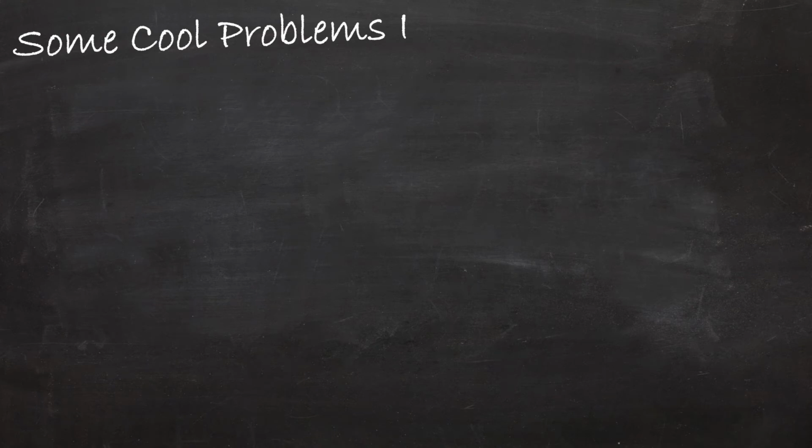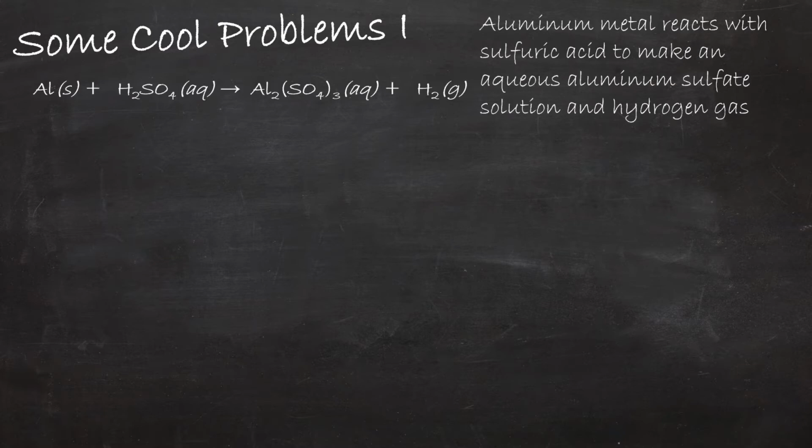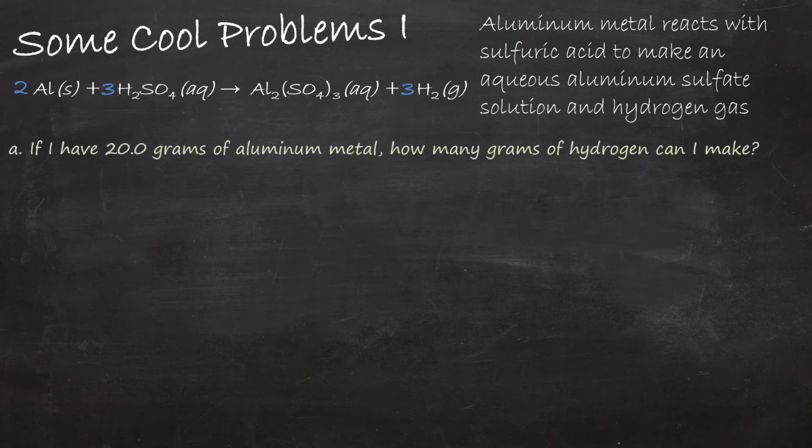Okay, let's demonstrate the stoichiometry rules in some example problems. We have a chemical process where aluminum metal reacts with sulfuric acid to make an aqueous aluminum sulfate solution and hydrogen gas. What do we do first? We can't compute anything until we balance the reaction. All right, we now have stoichiometric values which give us our mole-mole relationships ready to be used when needed. Let's do some computations using this chemical equation. If I have 20 grams of aluminum metal, how many grams of hydrogen can I make?